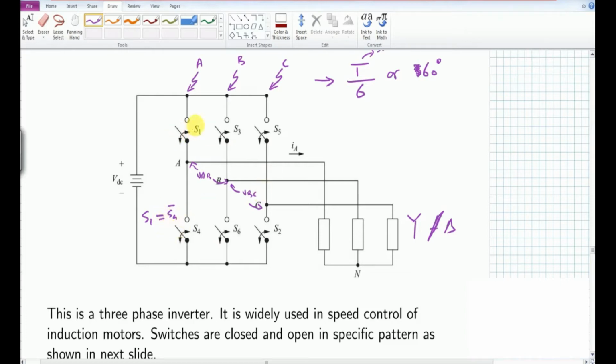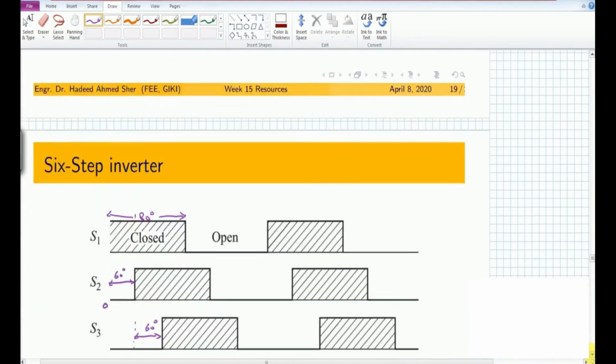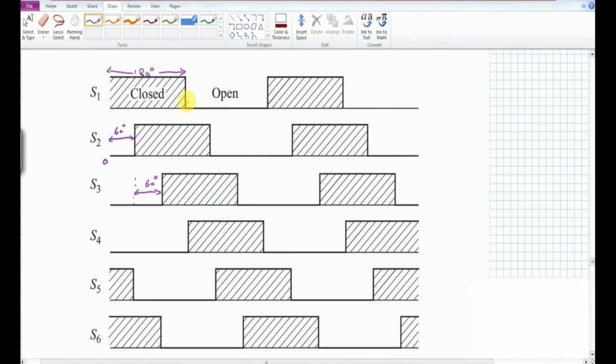That is why when S1 turns off, at that particular point S4 is turned on. The same goes for the switches S2 and S3 as well. So when S2 is conducting, we do not have conduction for S5, which is the high side switch for phase B.